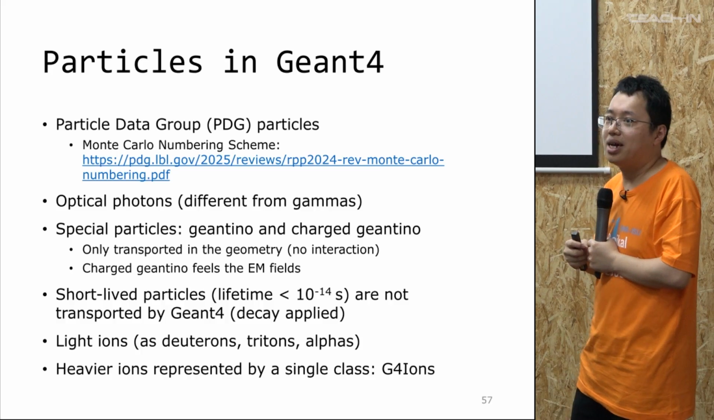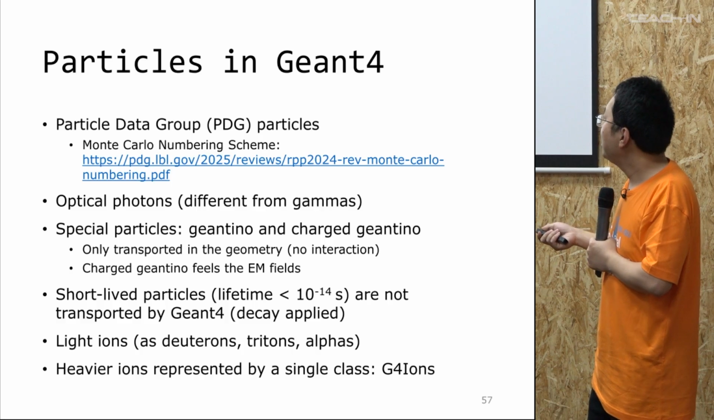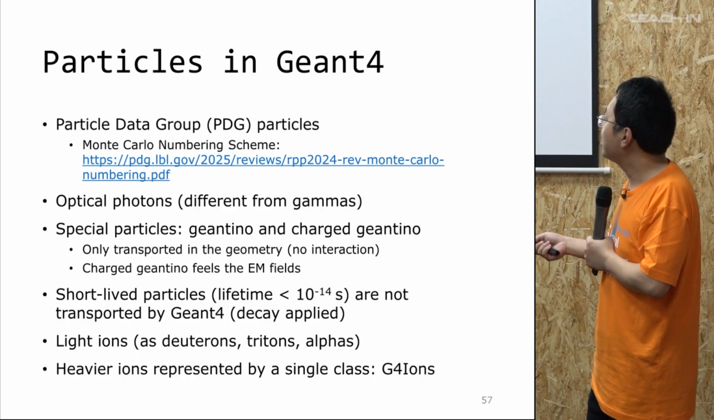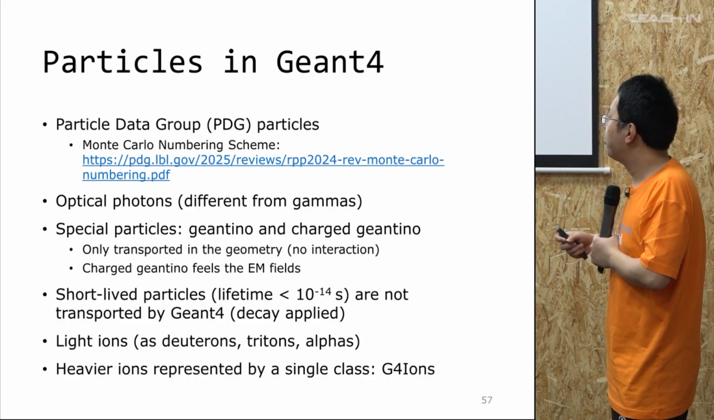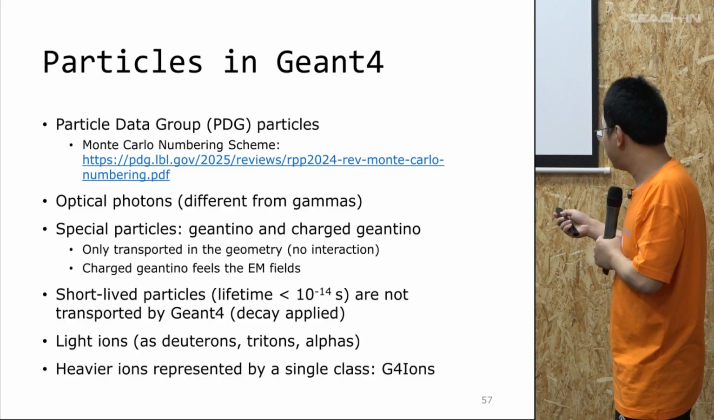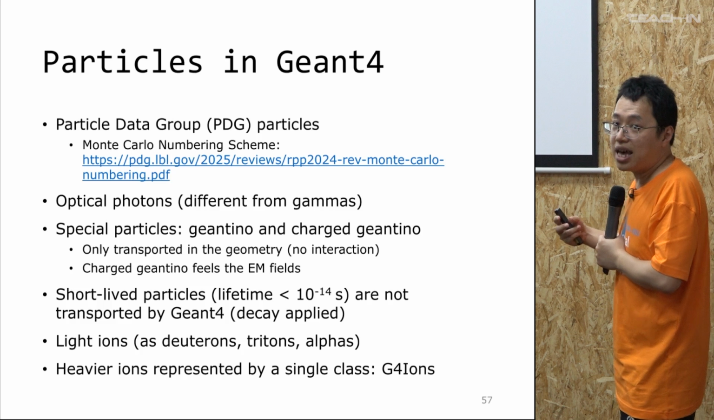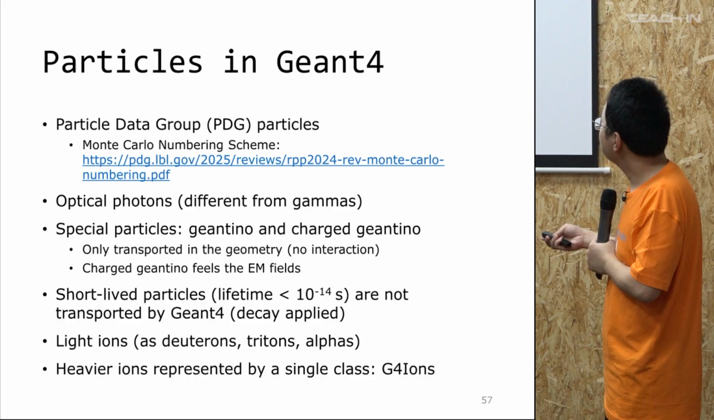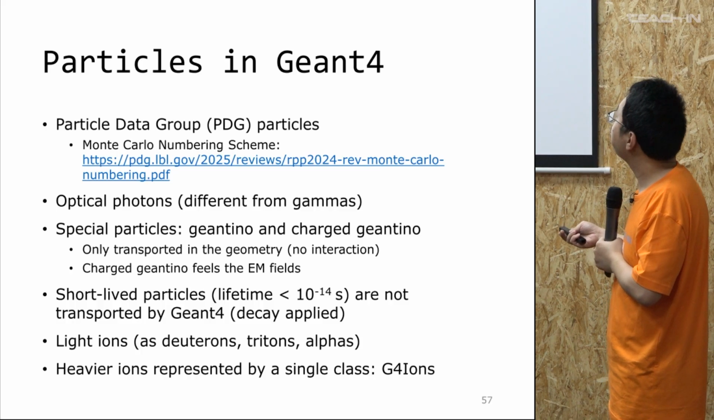But Geant4 has some decay tables inside, so it can do the decay. And Geant4 also has some light ions, so you can see here, like alphas. For the heavier ions, they are represented by a single class called G4Ions. But inside, it has different mass and different Z and A in the construction, so you can still identify which ion it is.